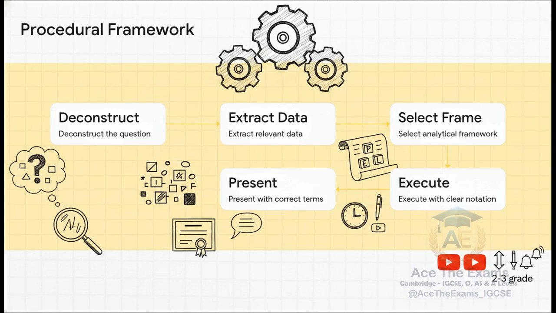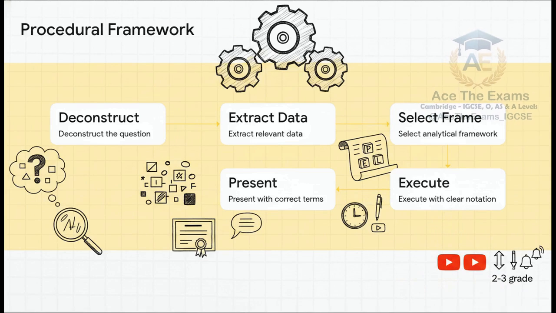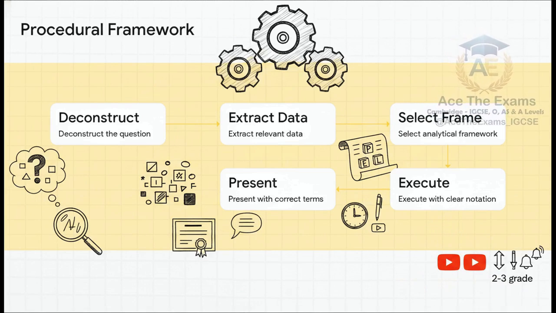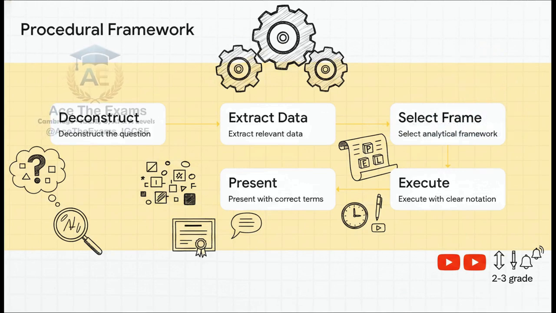Step 2, extract the relevant data from the messy scenario. Step 3, select your analytical framework. The absolute best one for computer science is the PEAL structure: point, evidence, explanation, link. Step 4, execute the answer with clear, step-by-step notation. Step 5, present it using the correct syllabus-approved terminology. Let's put this into practice.